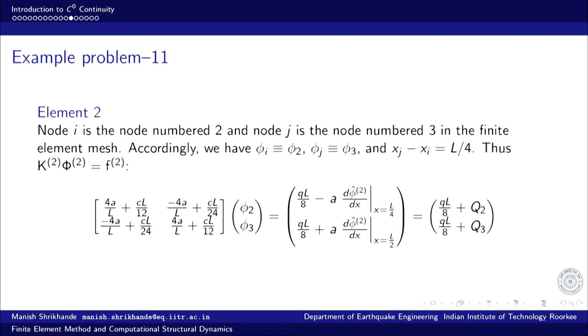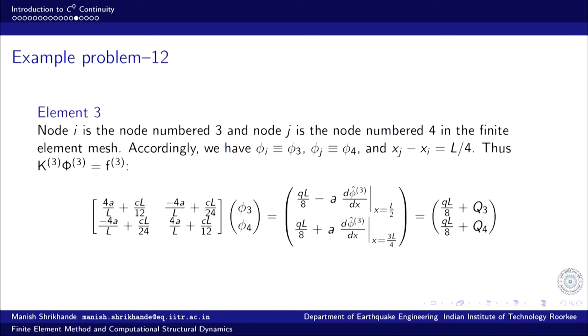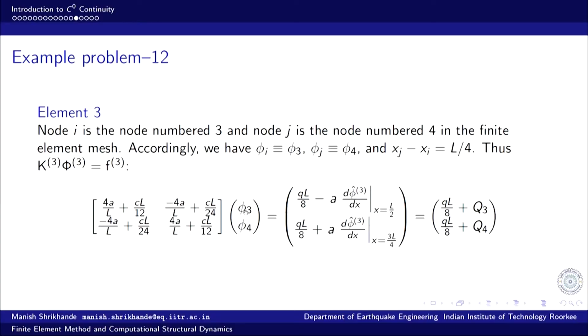Then we again increment the element counter, and move to element number 3. For element number 3, the left hand side node I is node 3 and the right hand side node j is node number 4. So, the primary variables are phi 3 and phi 4, and the length of the element is L by 4. Again we end up with a similar set of equilibrium equations.